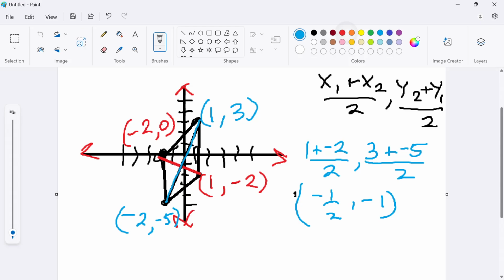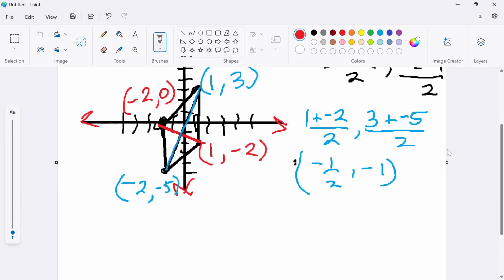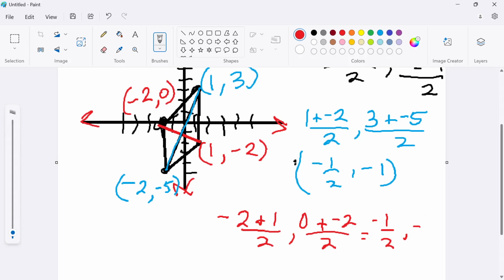Now I need to find the midpoint of the other diagonal, and I'm going to do the same thing. -2 plus 1 over 2, that's the x-coordinate. 0 plus -2 over 2 is the y-coordinate, and that equals -1 half. -2 over 2 is -1.